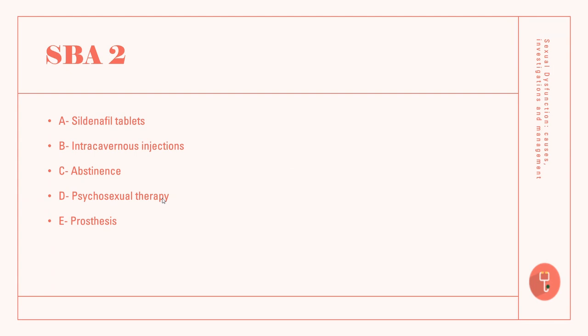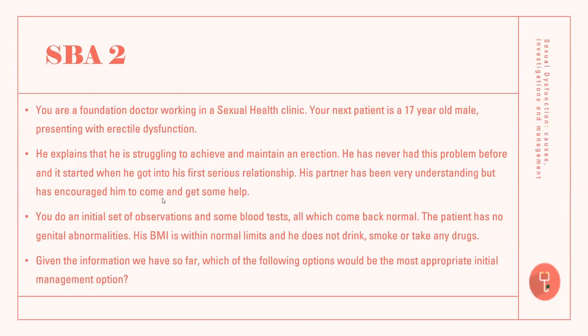We've got a couple of responses which say D, psychosexual therapy. Yep, that is the answer I was thinking of as well. So I'll talk through it for everyone in case you weren't sure. The reason I got to this conclusion is, first of all, we're seeing a very, very young patient. Not that it's impossible for a 17-year-old to have high blood pressure, high cholesterol, or type 2 diabetes, but it's less likely. The other clue that this might be a psychosexual problem is he's never had this issue until he got into his first serious relationship.